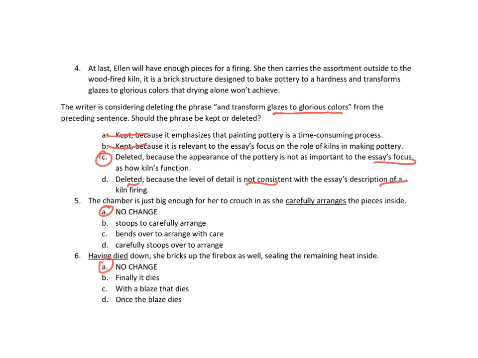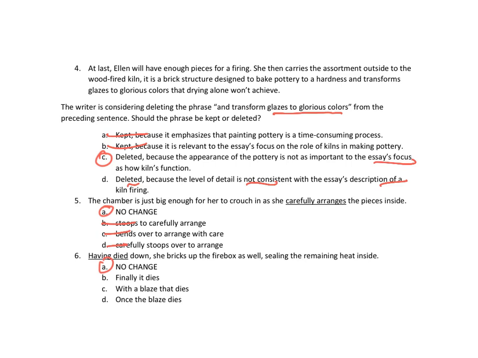Okay. Number 5, the chamber is not big enough to crouch in as she carefully arranges. Two words. Nope, nope, nope, A. Okay. The shortest answer works on this one. Stoops to carefully arrange, bends over to arrange with care, carefully stoops. I mean, that is so wordy. We don't need that, okay? She just carefully arranges it.